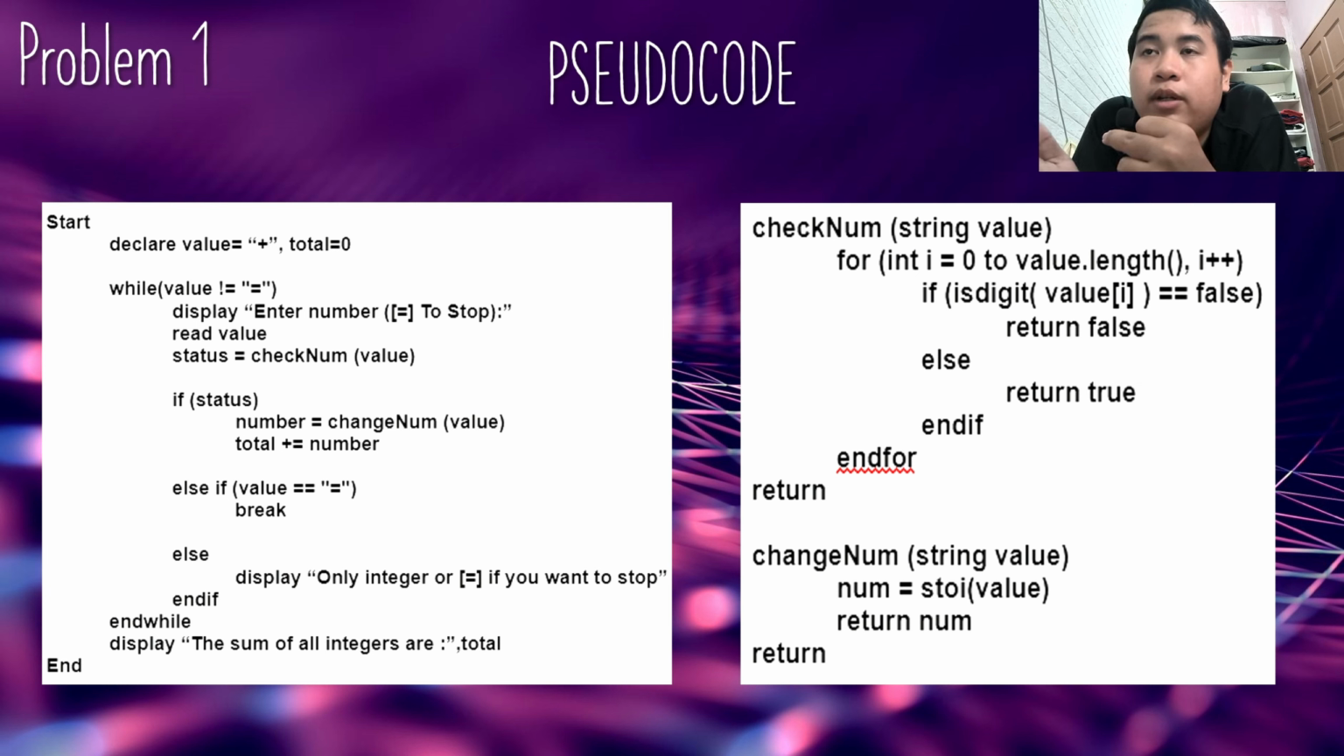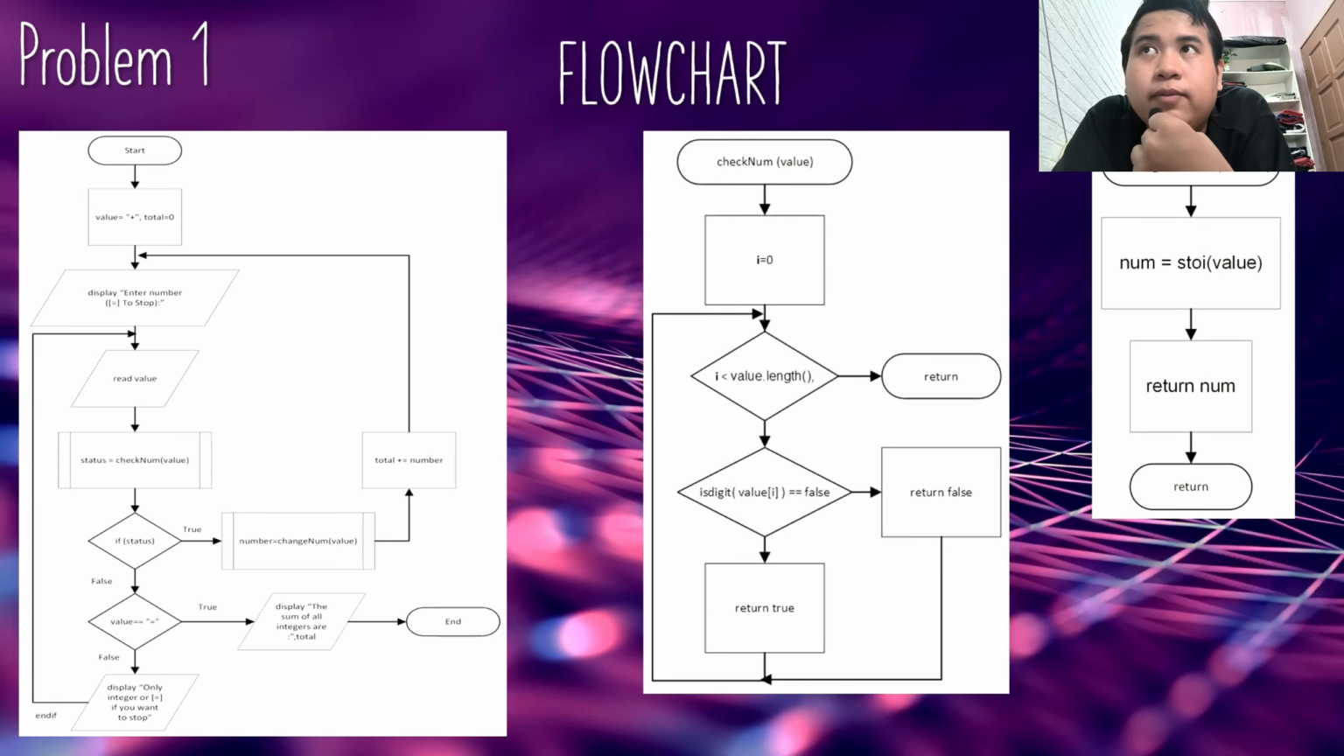Else, it will display only integer or equal sign if you want to stop. Then we end if and end while. Then display the sum of all integer, the total, and end the project.